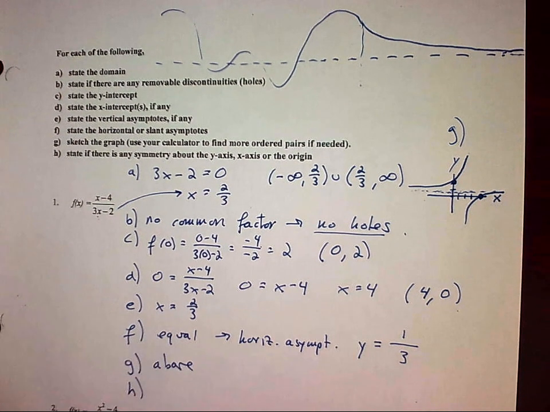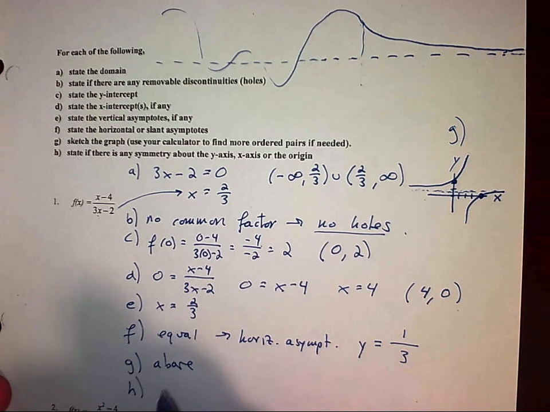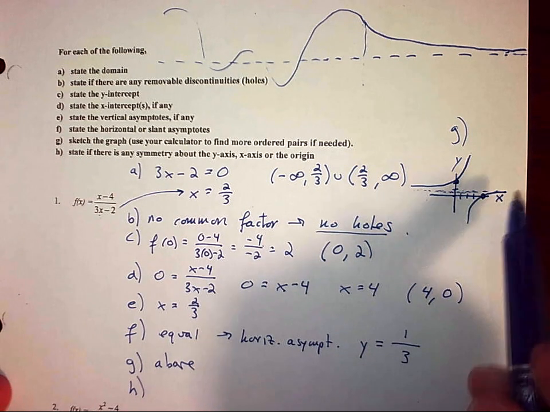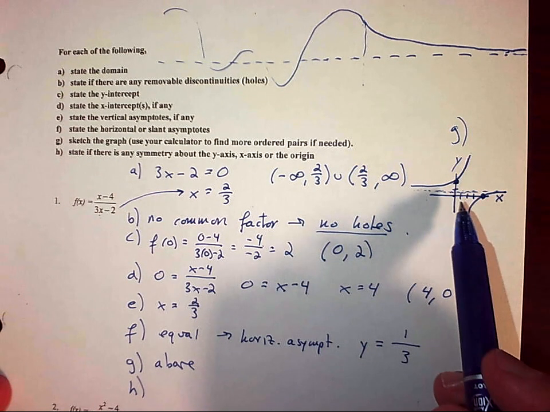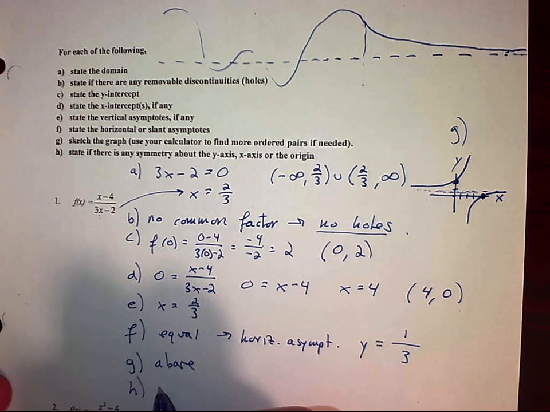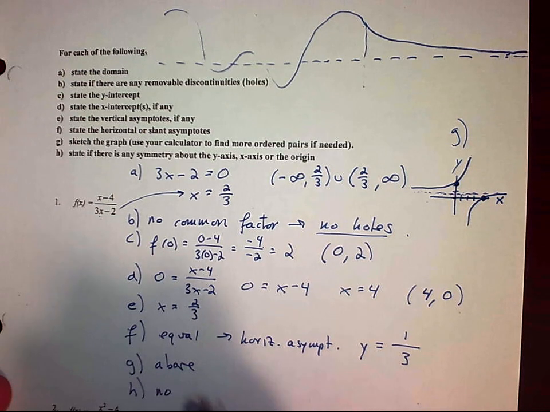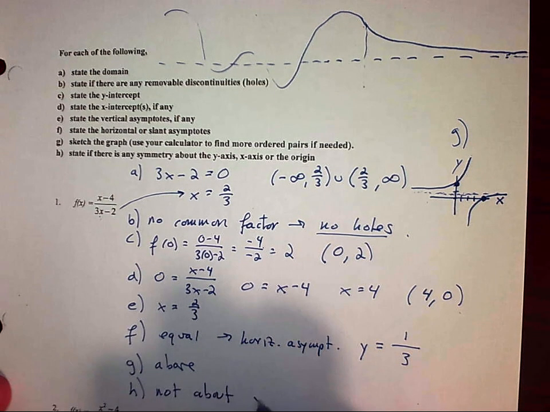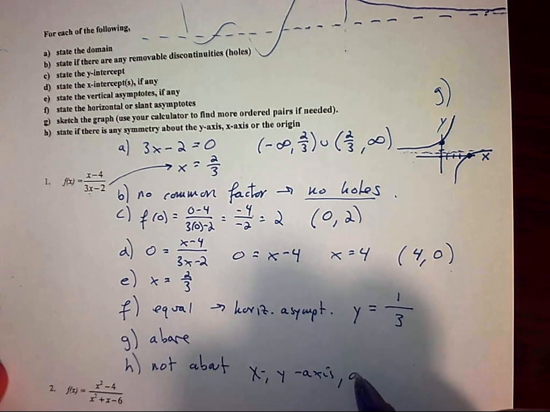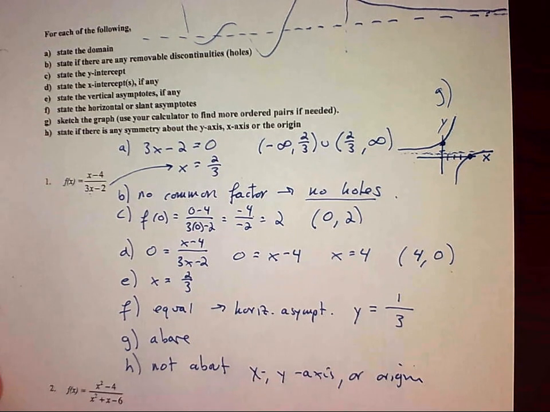All right, and then H, state if there is any symmetry about the y-axis, x-axis, or the origin. And here, if we look at this, you can't spin it around the y-axis and get the same image. You can't spin it around the x-axis and get the same image. And you can't spin it around the origin and get the same image. So therefore, we're going to say that this has no symmetry. So no, not about the x-axis, the y-axis, or the origin. That's not where we have symmetry. All right, so that's number 1.